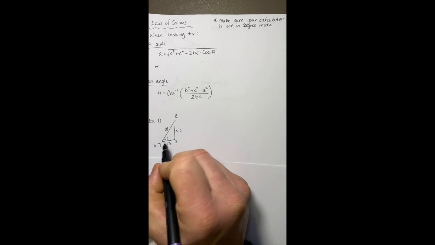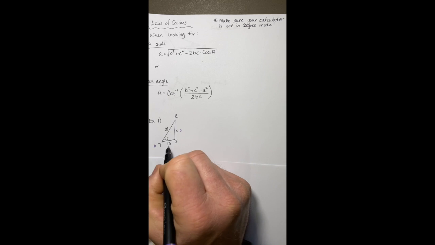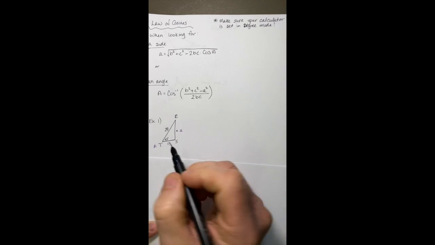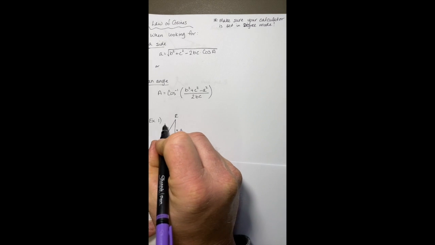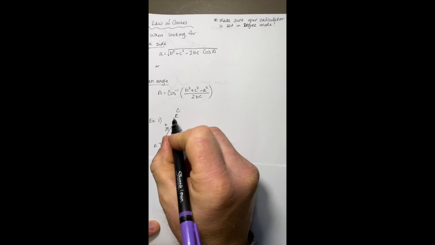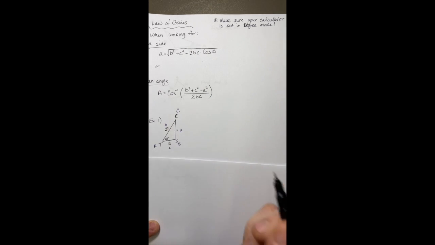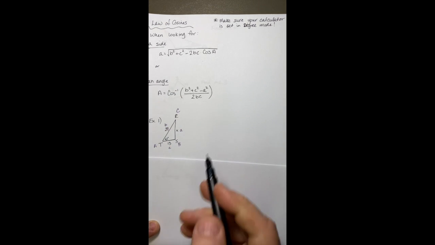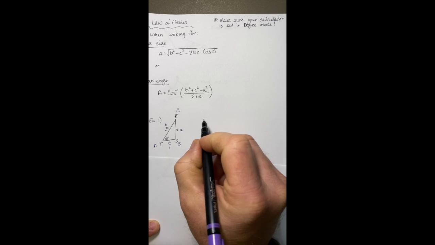If that's angle A, then it really doesn't matter what these are. You could name it B and C or C and B. It doesn't make any difference. I'm just going to call this B and this one C. Therefore, that is angle C and that is angle B. Now that we have our B, our C, and our angle A, we can fill it all in.